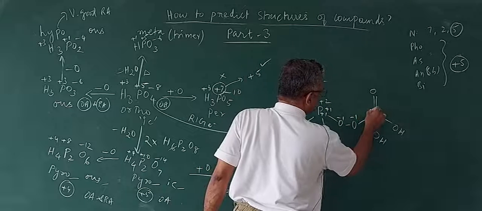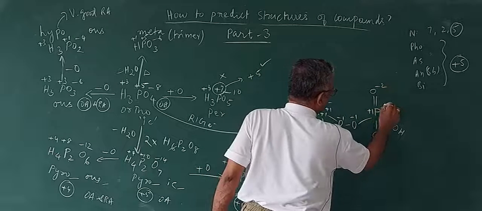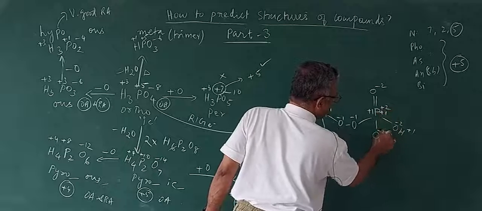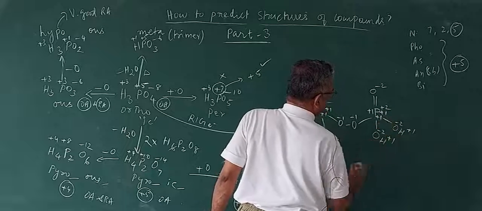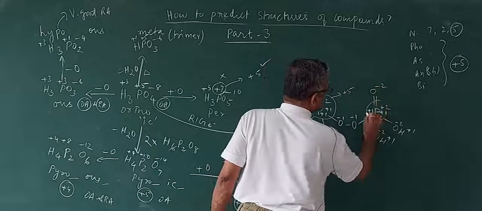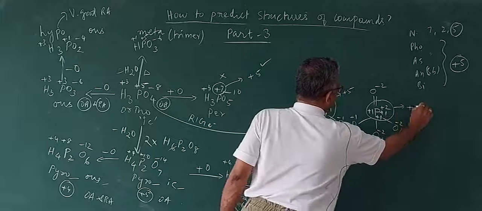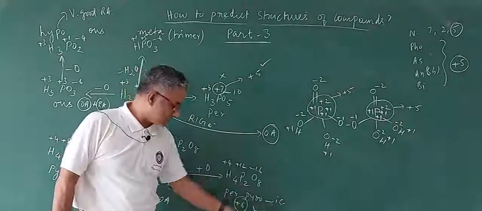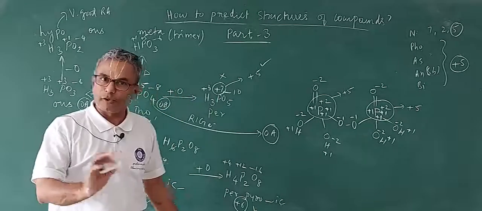So this is minus 1, this will be plus 1, minus 2, plus 2, minus 2, this will be plus 1, plus 1, minus 2, plus 1, plus 1. So each phosphorus will have plus 5. This will also have, you can see, plus 5. So the oxidation number of phosphorus in pyrophosphoric acid is also plus 5 and not plus 6.